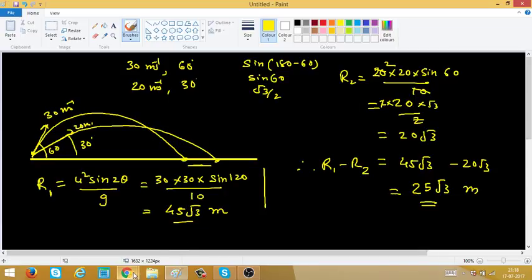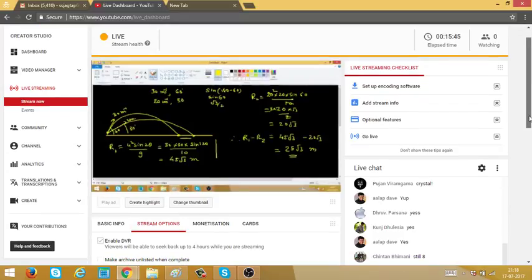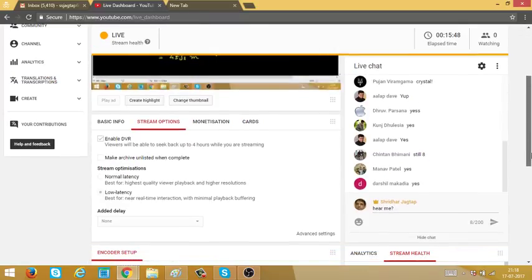So I have solved the second question. I hope this is making sense to you and it is helping you. If you have any suggestions while I'm solving this, if I'm going fast, slow, or anything, please let me know.